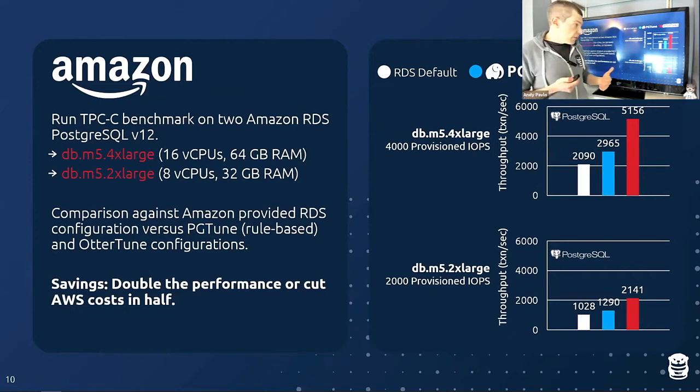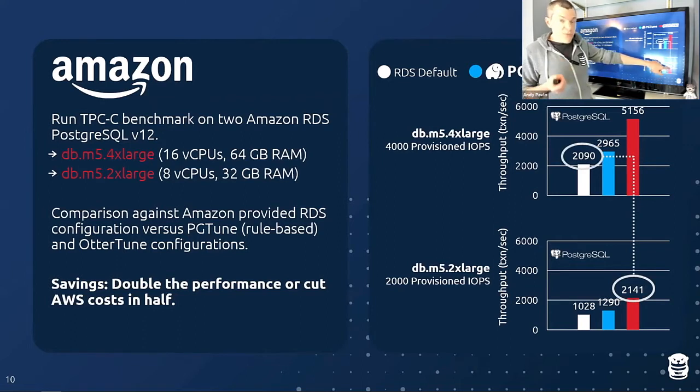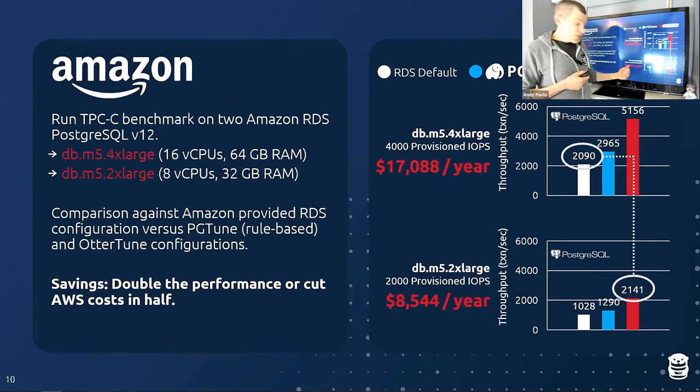But the key takeaway here for this graph is we're actually getting better performance on the smaller box than what Amazon gives you initially with the default configuration on the larger box. So this machine here will cost you $17,000 a year. This machine is half the price. So you're getting the same performance that you could get on this more expensive machine, but at half the cost. So this is why I'm very bullish on the idea of using machine learning. Like, we didn't have to be an expert in Postgres to figure this out. The machine learning stuff figured it out for us.